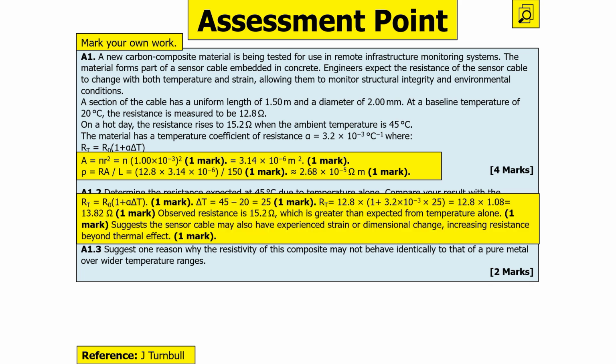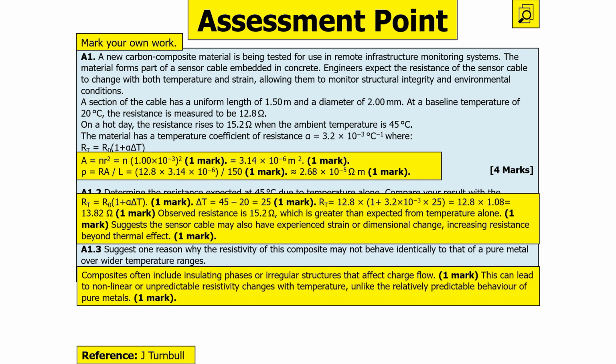Now in this next one, we've got to use the equation given to us in the question. We know that the change in temperature is 45 minus 20. It's going from 20 to 45, so the change is 25. So therefore, the resistance at 45 degrees is 12.8 times by 1 plus 3.2 times 10 to the minus 3 times by 25. So it's 12.8 times by 1.08, which is 13.82. Now the observed resistance in the question is given to be 15.2 ohms. So the resistance observed is greater than the temperature alone. So therefore it suggests that the sensor cable must have experienced strain, it's stretched out, there's been a dimensional change, it's increased its length, so the resistance has gone up.